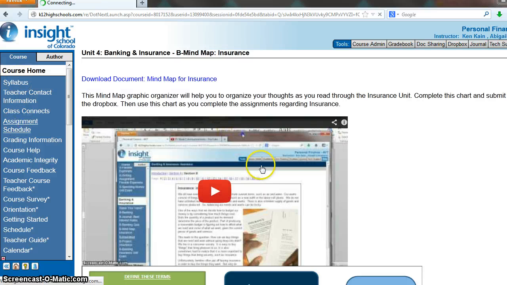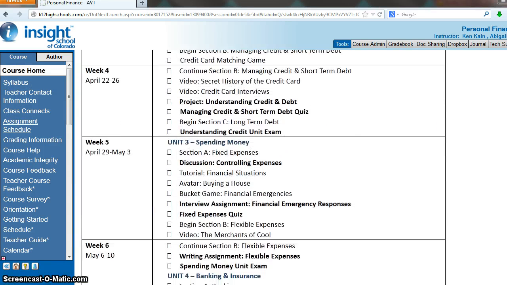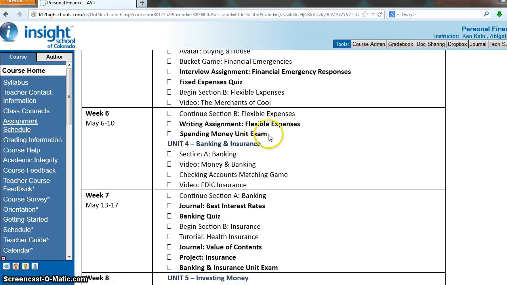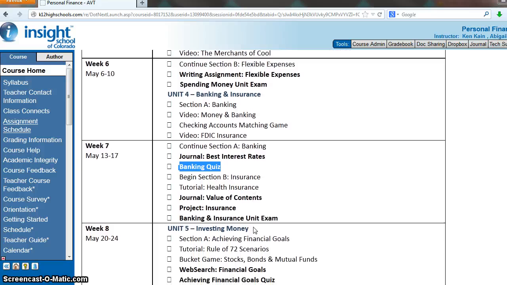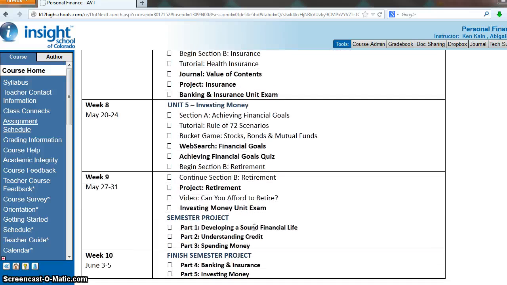So that should be it for this week. Again, we're finishing up Unit 3, moving into Unit 4, and I would suggest again to try and get as far as this banking quiz by the end of the week, just so you can have less of a load next week, because then we're almost done.